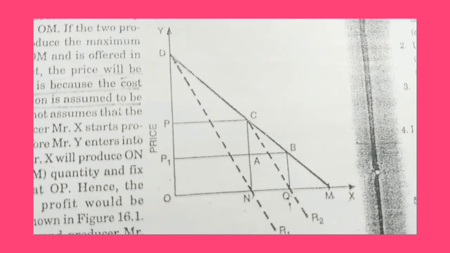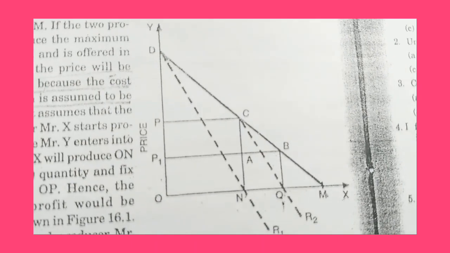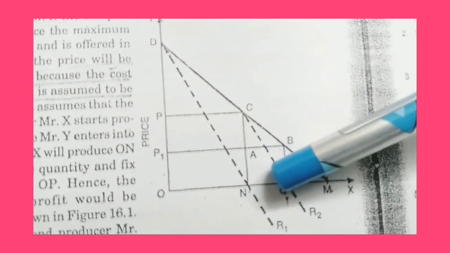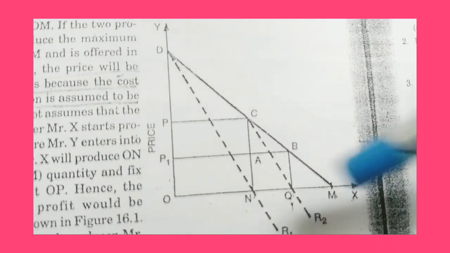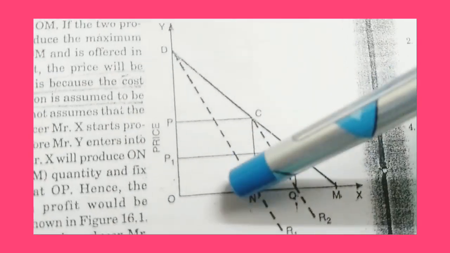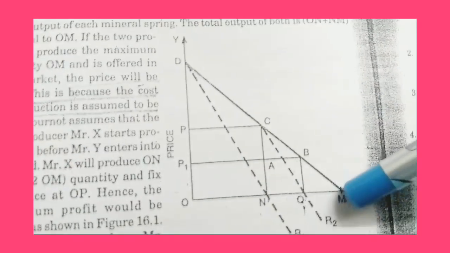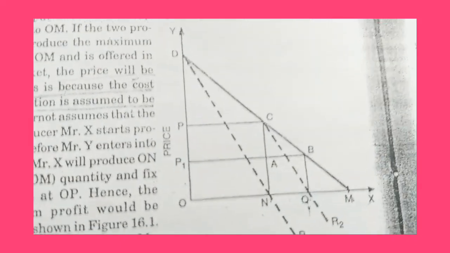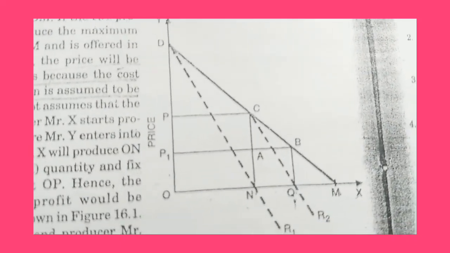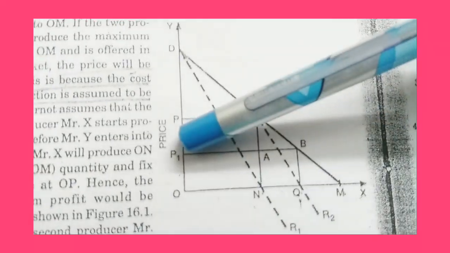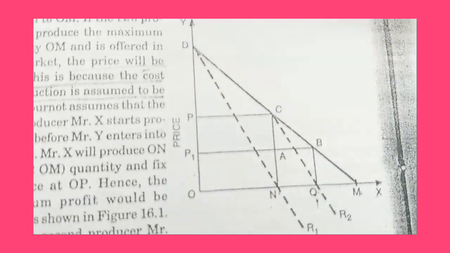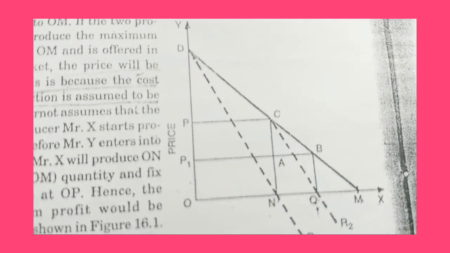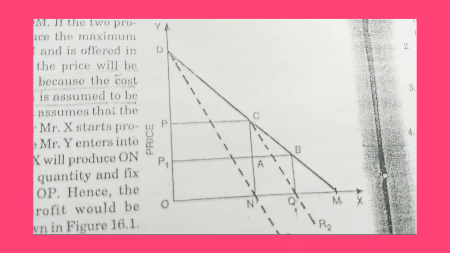Now the second producer, Mr. Y, enters the field. He will produce NQ, that is half of NM. NM is the total remaining, and half of it is NQ. He fixes the price at OP1. So the second firm produces NQ amount of commodity and fixes the price OP1.